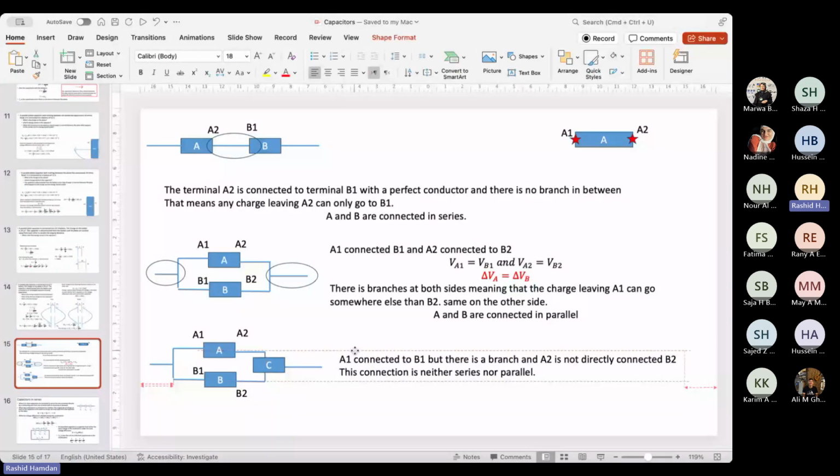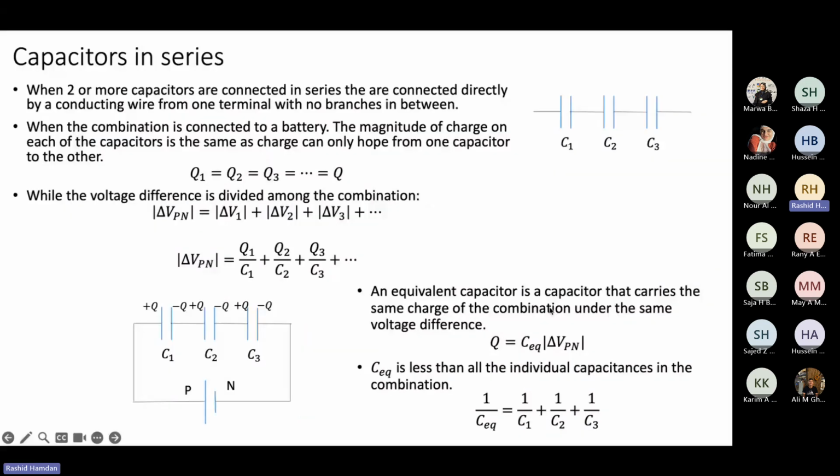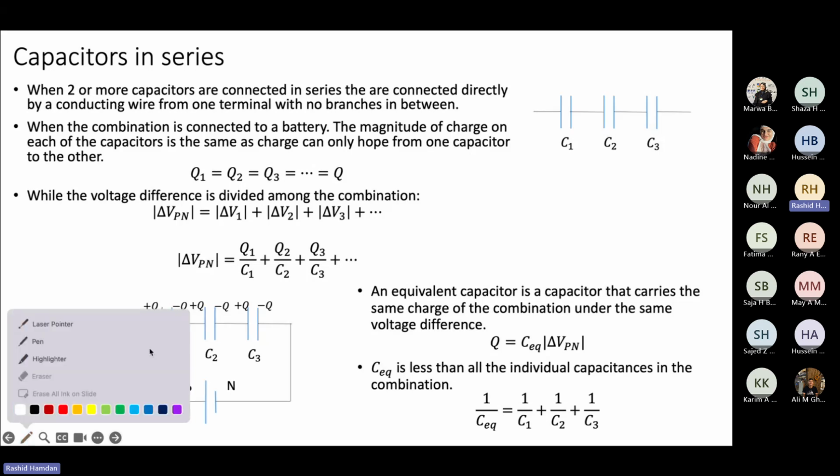Right. What does it mean exactly for capacitors when they are connected in series or in parallel? So if we take two or more capacitors and we connect them in series directly by a connecting wire, so we have C1 connected in series to C2 and C2 connected in series to C3, you see this no branches in between thing. Then we take the whole combination and connect it across a battery, like here.